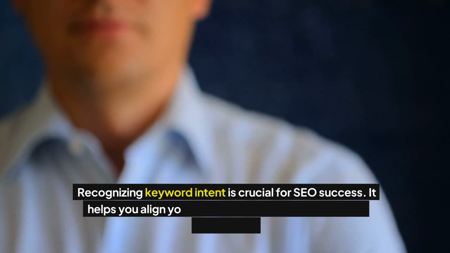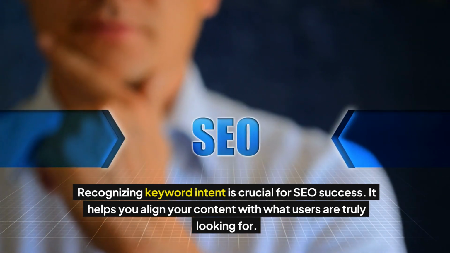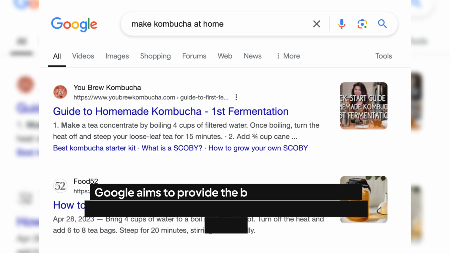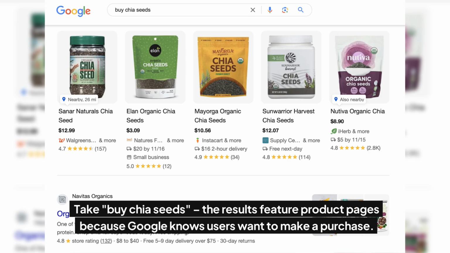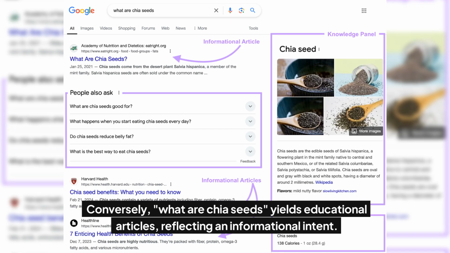Recognizing keyword intent is crucial for SEO success. It helps you align your content with what users are truly looking for. Google aims to provide the best answers to users' queries, so it prioritizes pages that match the search intent. Take "buy chia seeds." The results feature product pages because Google knows users want to make a purchase. Conversely, "what are chia seeds" yields educational articles, reflecting an informational intent.